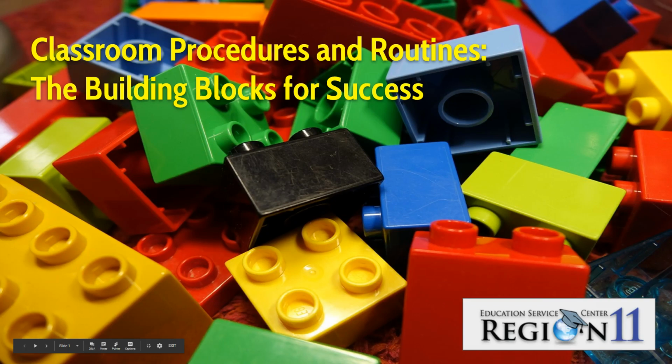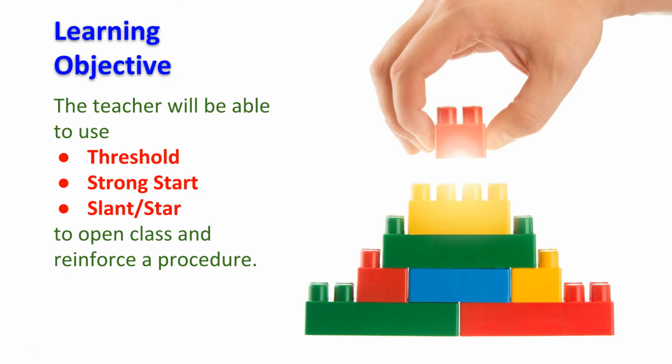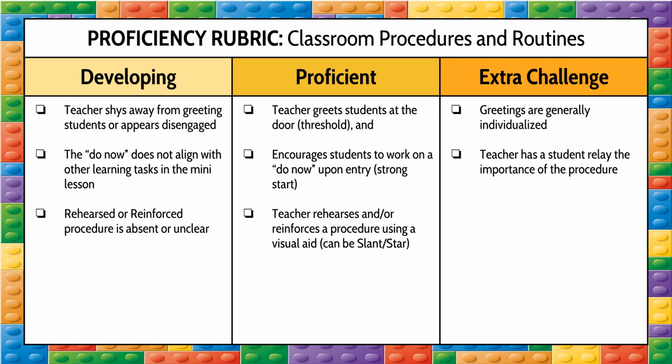Welcome to this module titled Classroom Procedures and Routines that's designed and produced by the Education Service Center at Region 11. In this course, you'll learn about different classroom procedures and plan to implement them in a mini-lesson. This proficiency rubric details how your learning will be assessed in a 10-minute mini-lesson. To receive credit for this course, you must greet students at the door and encourage them to work on a do now. During the mini-lesson, you must rehearse or reinforce a procedure using a visual aid.